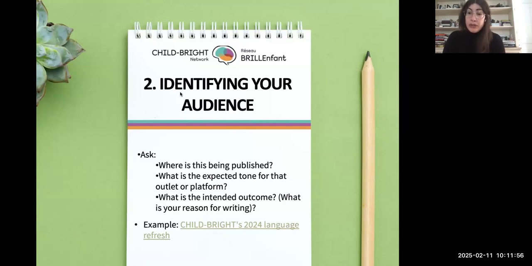If I'm writing a blog post, if I'm writing a plain language summary for a scientific journal, if I'm writing a social media post, a recruitment poster, a script for a podcast, then that will all inform what kind of language I'm using, what the format is going to be. So that is step number one. Step number two is familiarizing yourself with the tone of that outlet or that platform. And then three, and this is what we're really going to sink our teeth into as the meat of this session, is, what is your intended outcome? What is your reason for writing?